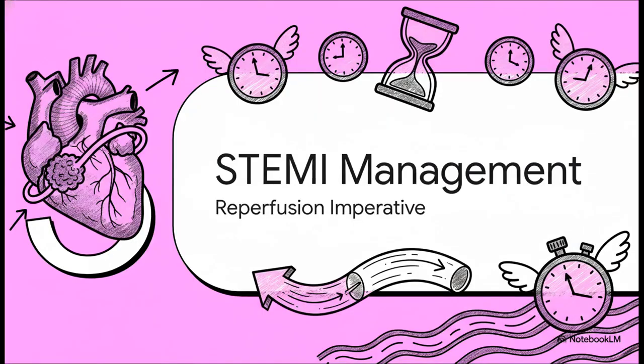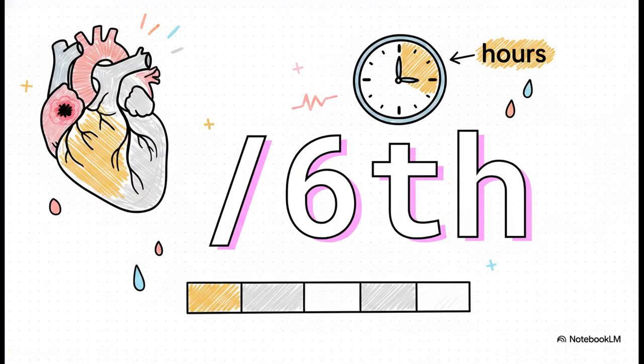Now, let's focus on the most time-critical manifestation of ACS, the ST elevation myocardial infarction, or STEMI. The pathophysiology here is an acute, total, 100% occlusion of a major coronary artery. It's blocked off completely, usually by a big, fibrin-rich blood clot. Because of this, everything about STEMI management is governed by one simple, powerful principle. Time is muscle. And when we say time is muscle, we mean it literally.